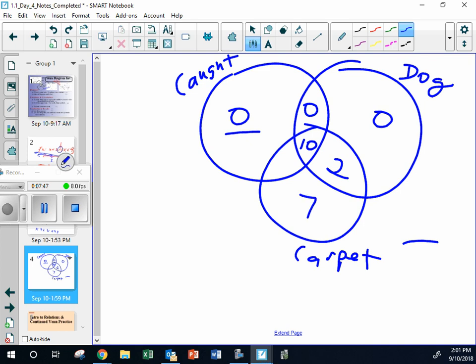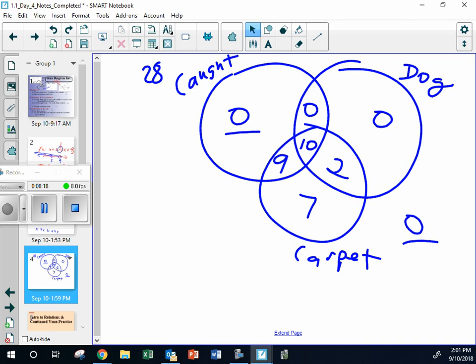Who has gotten caught with the cell phone and has carpeting at their house? 1, 2, 3, 4, 5, 6, 7, 8, 9. That's a big one. And then who doesn't have a dog, doesn't have carpeting, and has never been caught with their cell phone out? Nobody. So I should be able to add these up and it should add up to the total people in the room. So let's see, 19, 20, 21, 28 humans in the room.